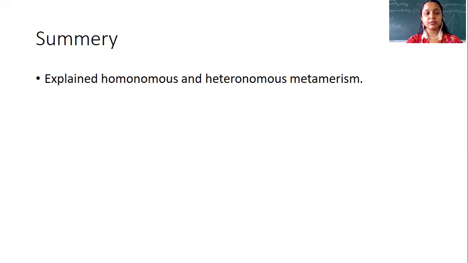Whereas in case of homonomous and heteronomous metamerism, based on the size and shape of the segments, we can classify the true metameric animals into homonomous and heteronomous. In case of homonomous metamerism, we can see equal size of metameric segments, whereas in case of heteronomous metamerism, the metameric segments are unequal, but both types of metameric segments function independently and they work for the benefit of the organism.